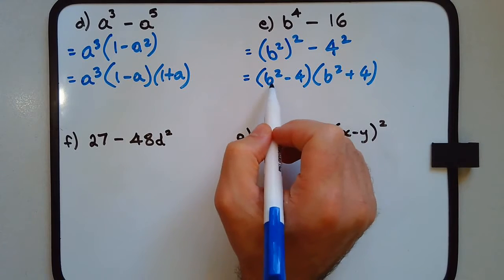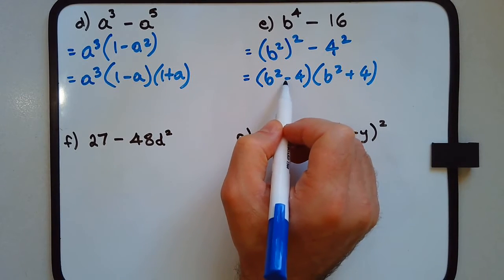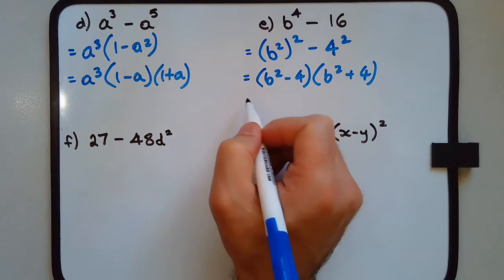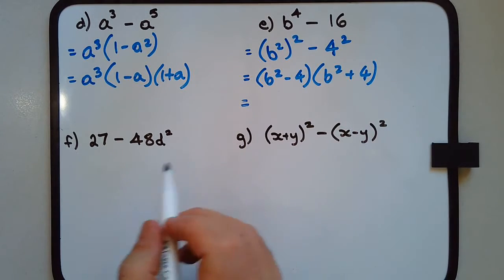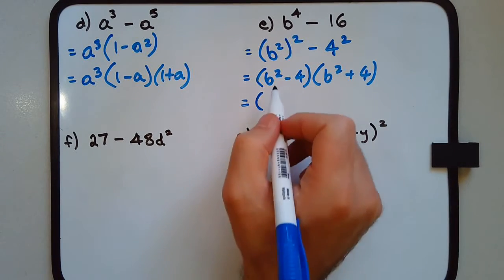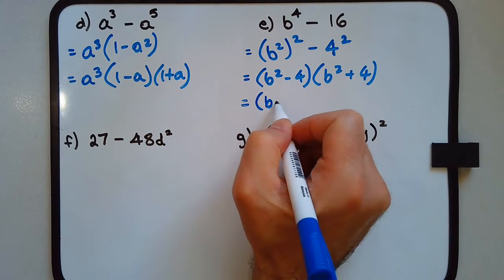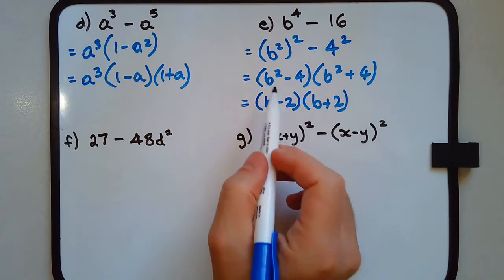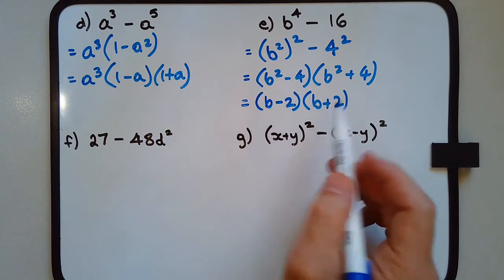In fact, b squared is a square number. There's a minus sign, and 4 is also a square number. That's 2 squared. So the first bracket needs to be factorized further into, again, a product of conjugate pairs. So this is b minus 2, b plus 2. So that's the b squared minus 4 factorized.